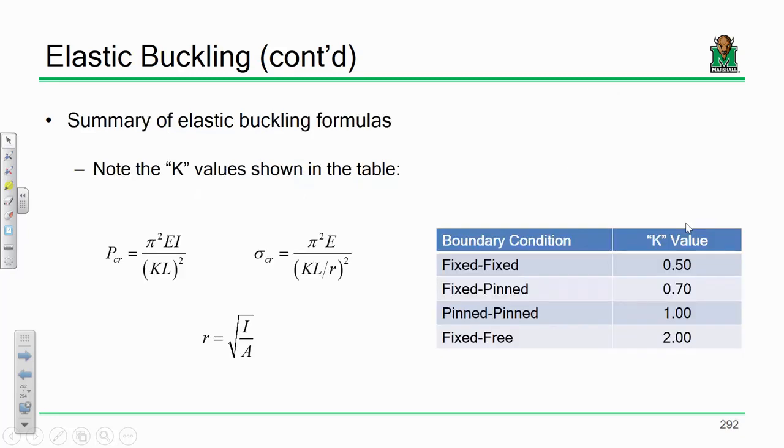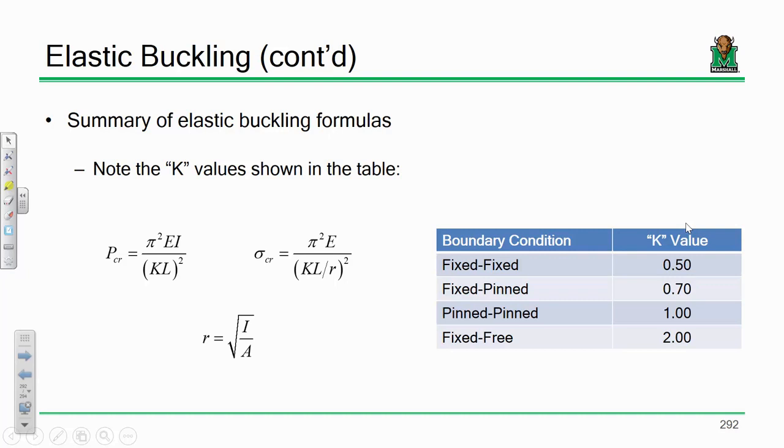So first off, there are different K values for different scenarios. If our column is fixed-free, the K value is 2. If it's pin-pin, that's our original scenario, and K is 1. If you have a column that's fixed on the top and fixed on the bottom, clamped on both ends with a compressive load applied, your K value is 0.5. If it's fixed on one end and pinned on the other, we take the K value to be 0.7. And that's just drawing those out.